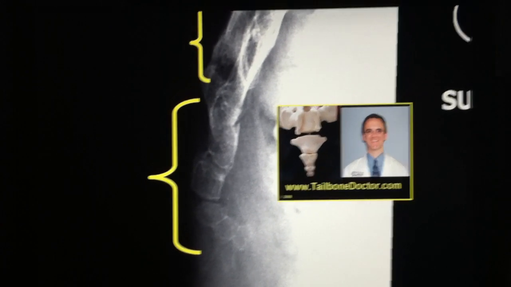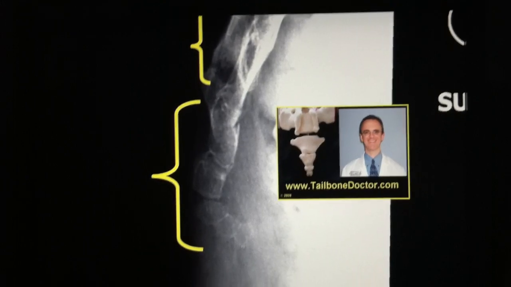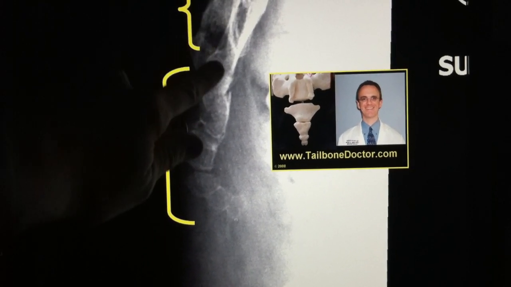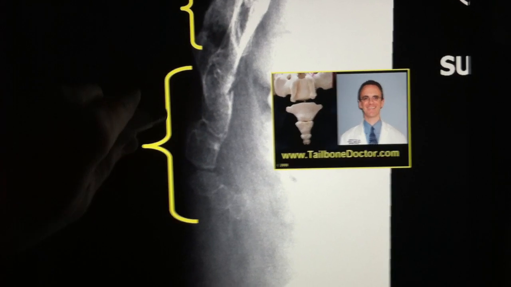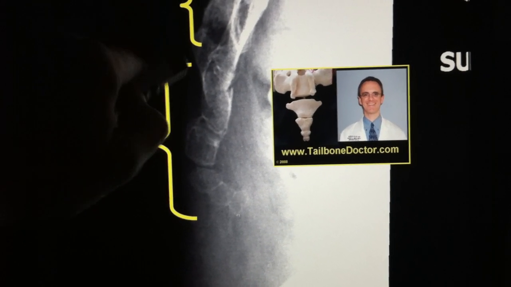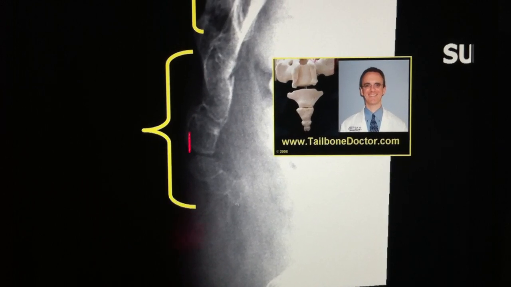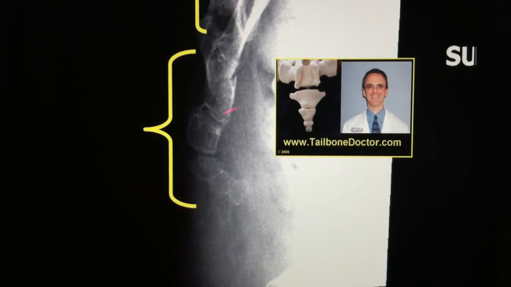So up above is the sacrum. The sacrum is up in that area, and that's part of the lower back. Below the lumbar spine is the sacrum, and then the coccyx is the area indicated down through here.